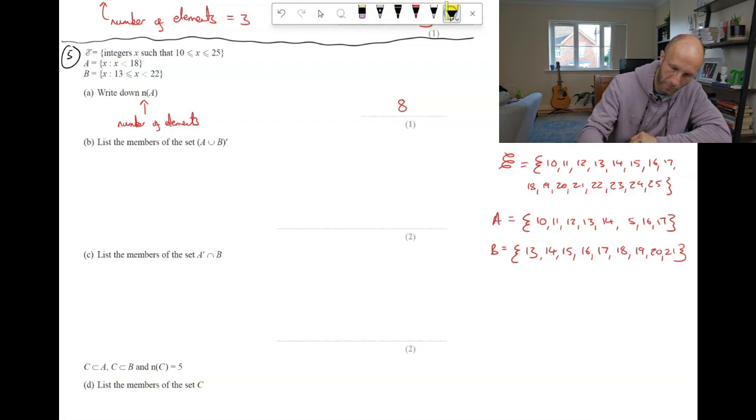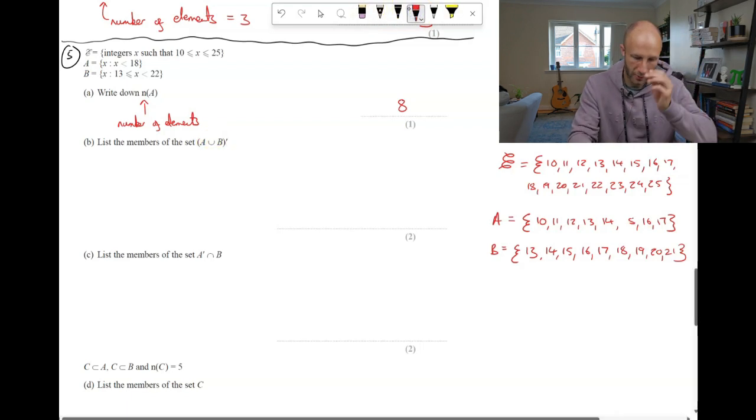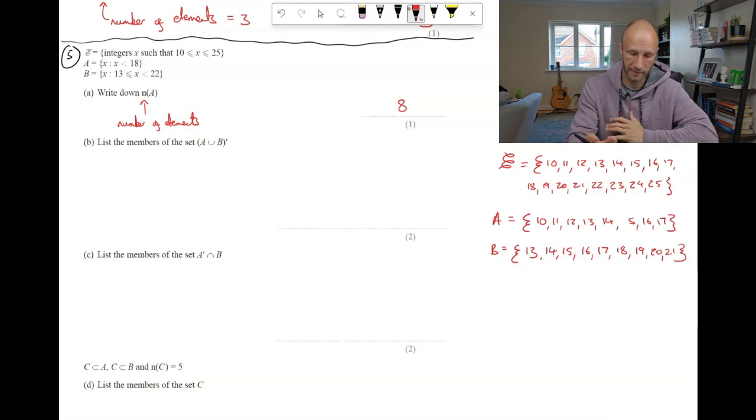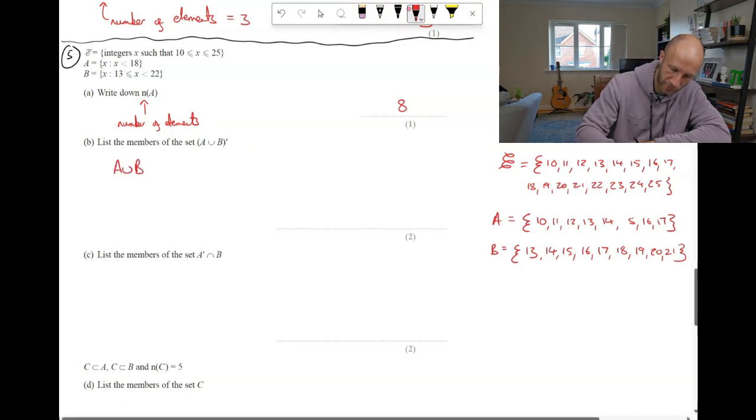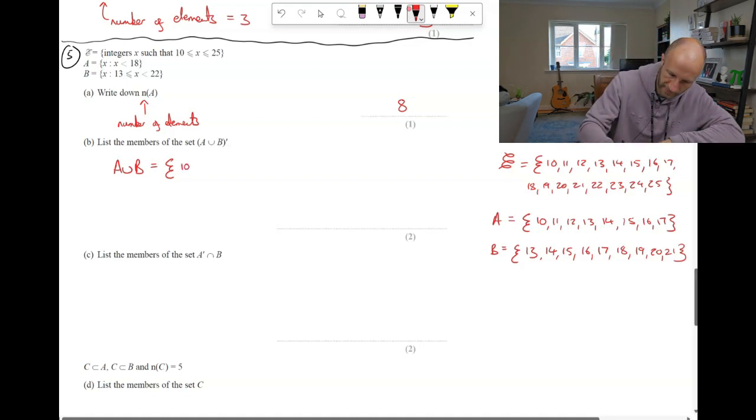A union B complement. So we want all those things that are in A or B, but not in that set. So the first thing we're going to look at is A union B. That means I can take everything from A or everything from B. So all of A, so 10 to 17.